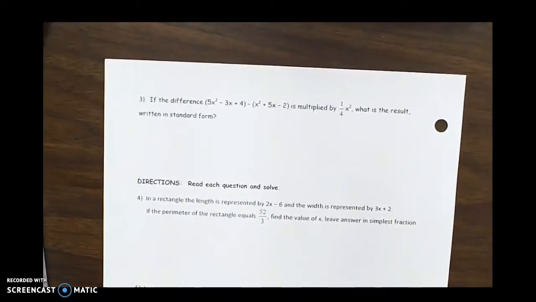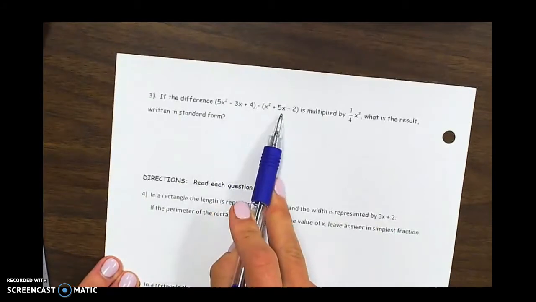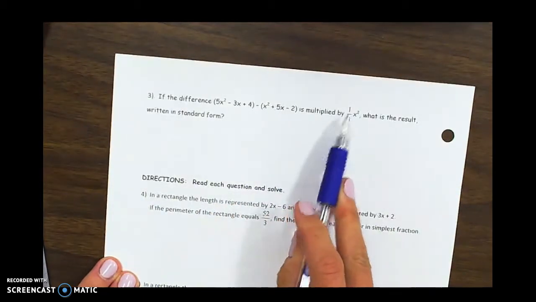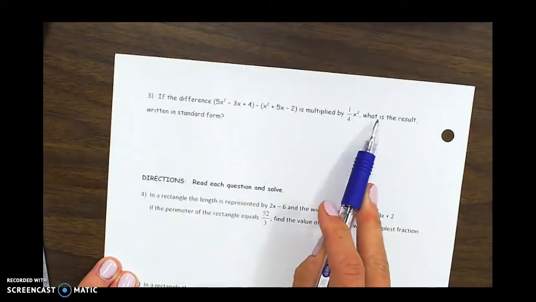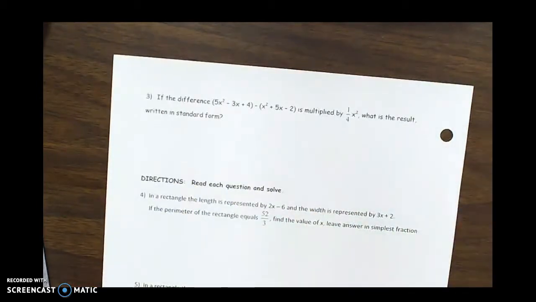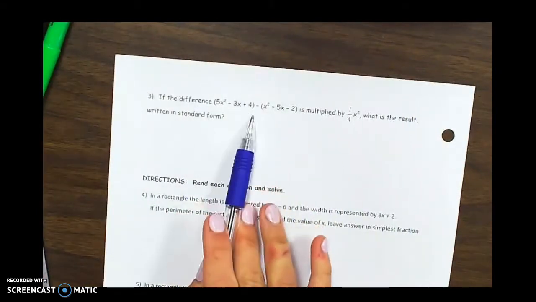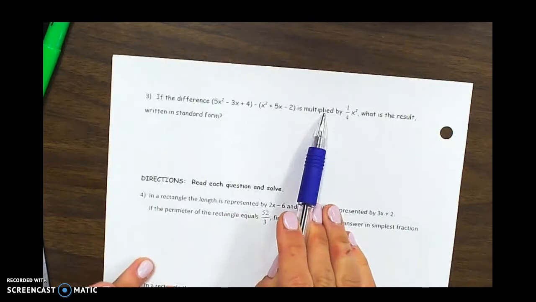All right, let's flip it over and try one more where we're going to be simplifying. So here we go. Number 3. If the difference of the first quantity minus the second quantity is multiplied by 1/4 x squared, what is the result? Write in standard form. Okay, so it says if the difference is multiplied, that means we need to subtract first and we multiply last.